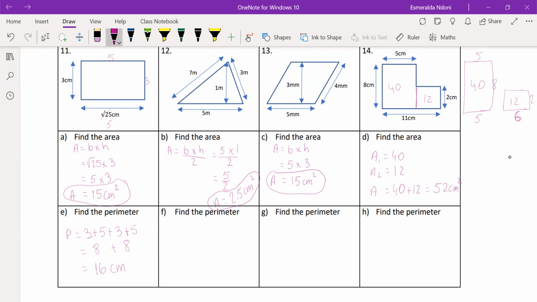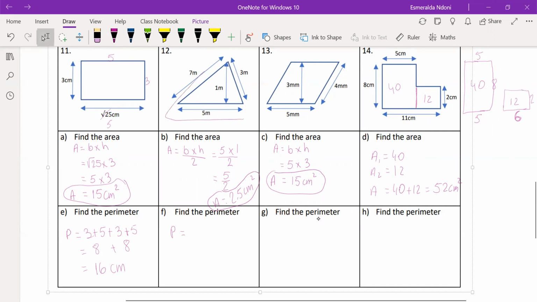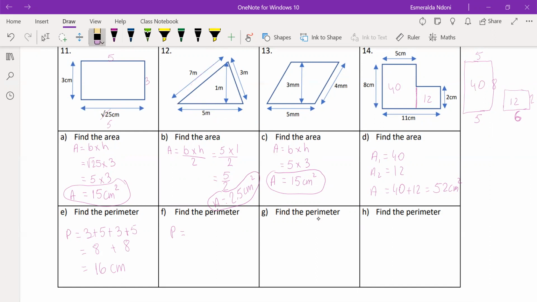For F, now we need to find the perimeter of a rectangle. So again, we're going to go around and add up the sides. Just go around it, and add them. So 5 to start with, and I add that to the 7, and I add that to the 3. 5 add 7 is 12, added to the 3, that'll give me 15 centimeters.